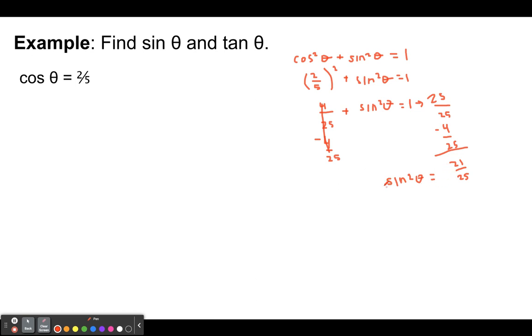So the very last step, I'm just going to go ahead and take the square root of both sides. And that leaves me with sine of theta is equal to plus or minus the square root of 21 over the square root of 25, which is 5. With the square root of 21, we can't do anything further with that. We can't even simplify that radical because 21, you just have 7 and 3. So that's where that ends. Okay.